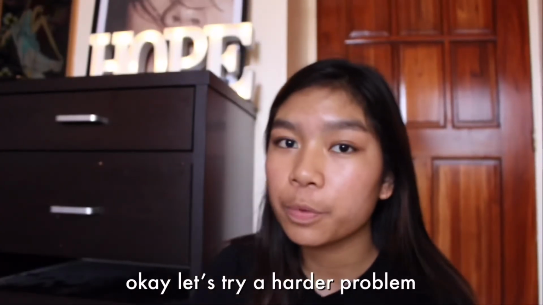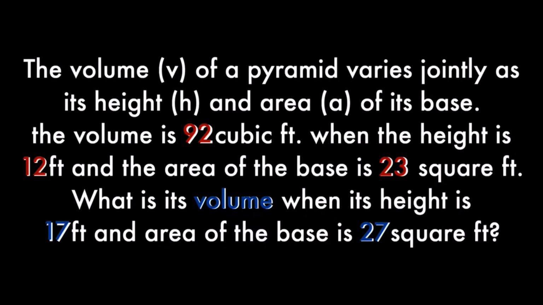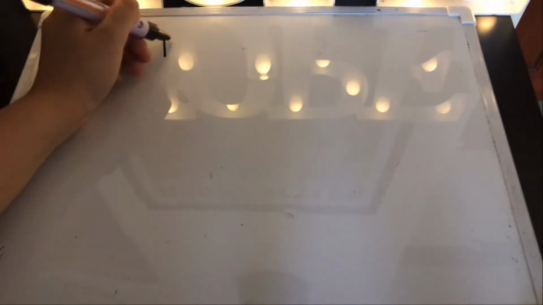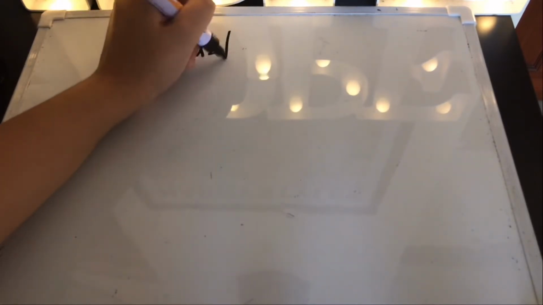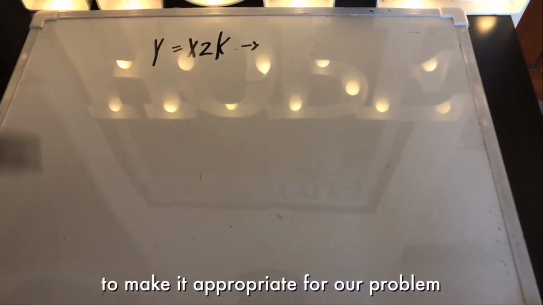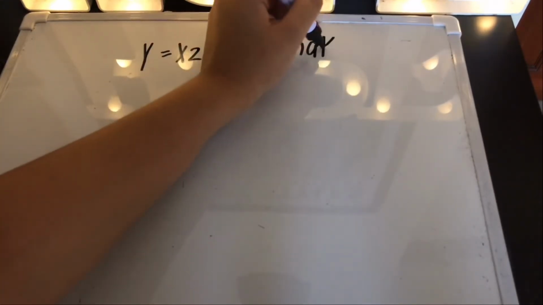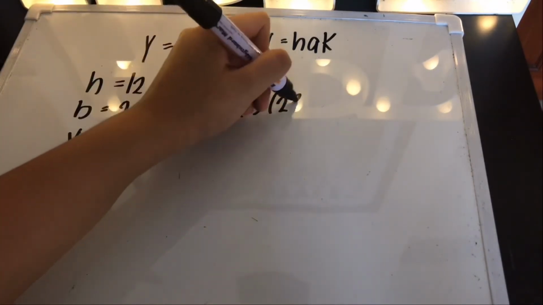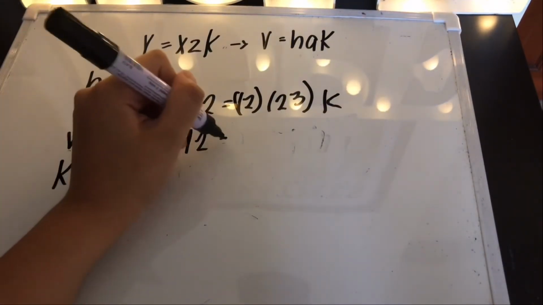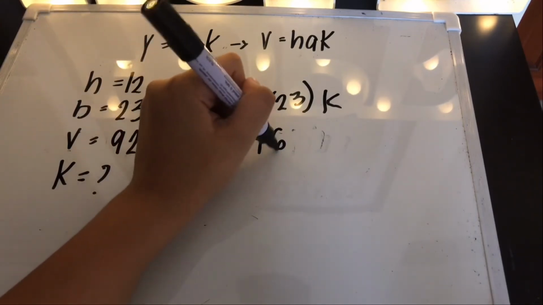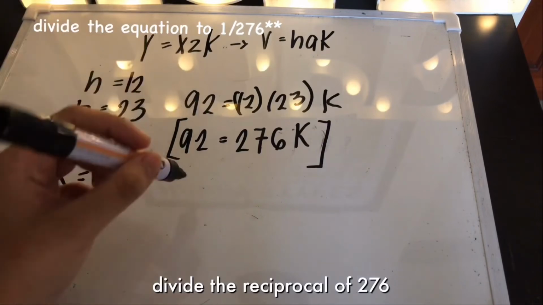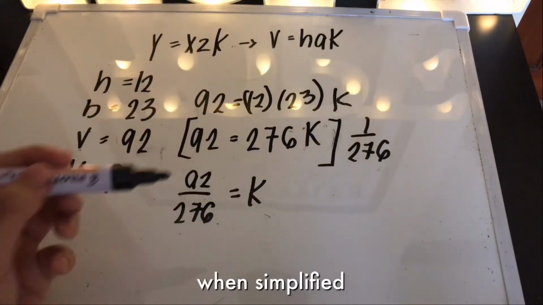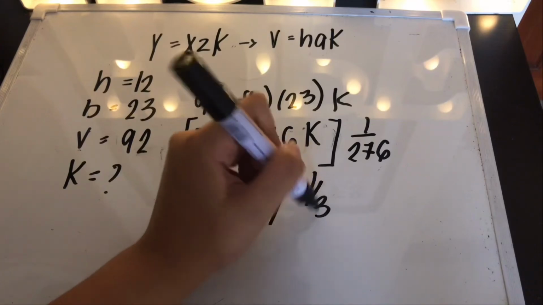Okay, let's try a harder problem. Let's say... so instead of having y = xzk, we can change these variables to make it appropriate for our problem. Let's list our given set of values, which would give us 92 = 276k. Divide the reciprocal of 276 to the equation, and simplified will give us 1/3 = k.